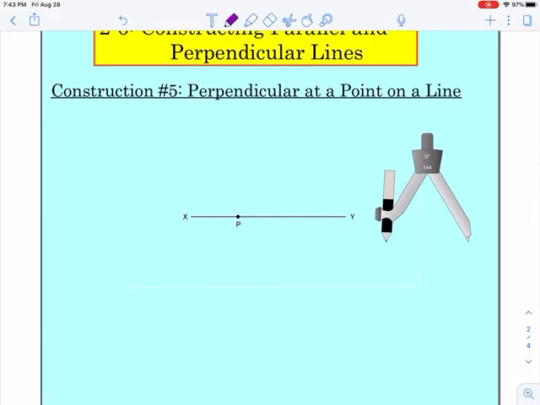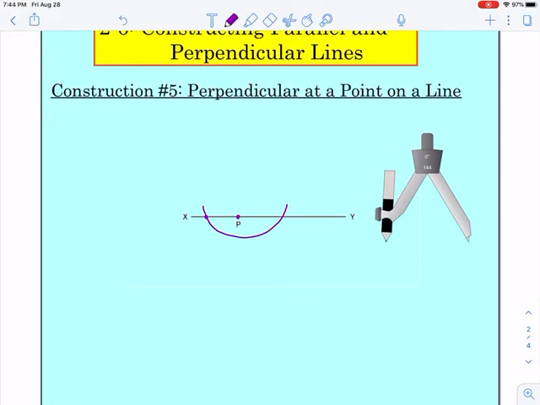So again, you're going to put the compass point right here, and then you're just going to draw an arc. If you draw the arc straight through to it, also doesn't matter. Just make sure it intersects both sides of the line. Okay, and then you're going to place your compass point here and just slide your radius out a little bit. And again, it really doesn't matter if you go above the line or below the line. It's going to be the same. Just make sure you do it the same on both sides.